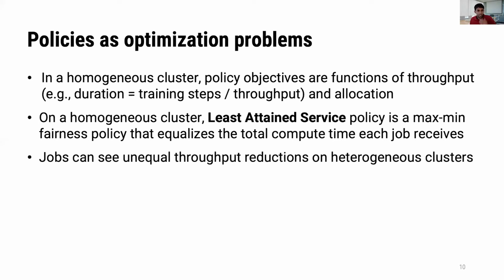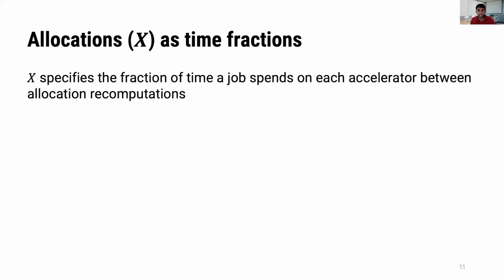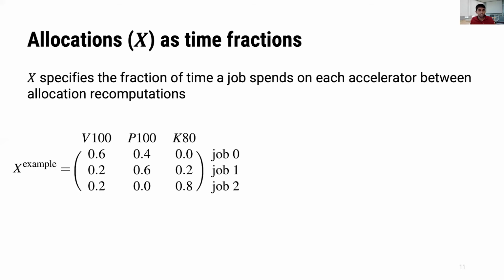However, as we noted earlier, jobs can see unequal throughput reductions on heterogeneous clusters. This means that allocations that do not consider performance heterogeneity can lead to suboptimal allocations. To counter this problem, we express allocations in Gavel as the fraction of time a job should spend on each accelerator type. Concretely, an allocation could, for example, specify that job 0 should spend 60% of its time on a V100 GPU and 40% of time on a P100 GPU, while job 1 should spend 20% of time on a V100 GPU and 60% of time on a P100 GPU.